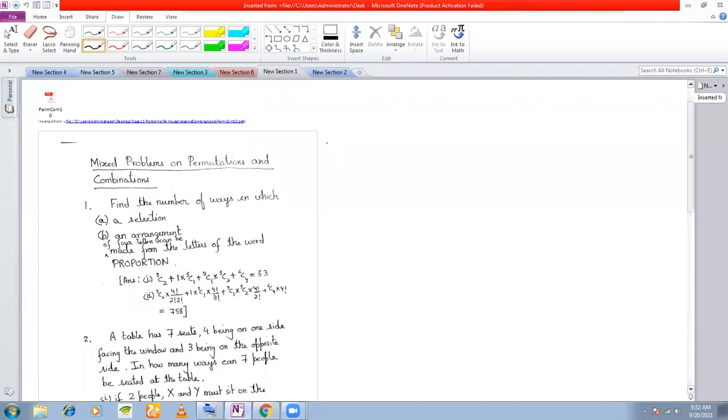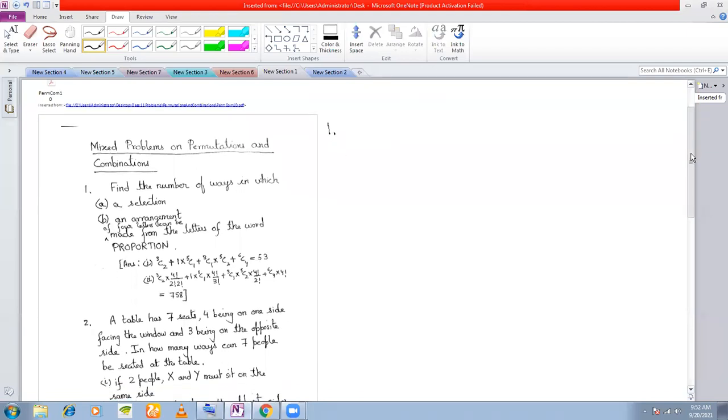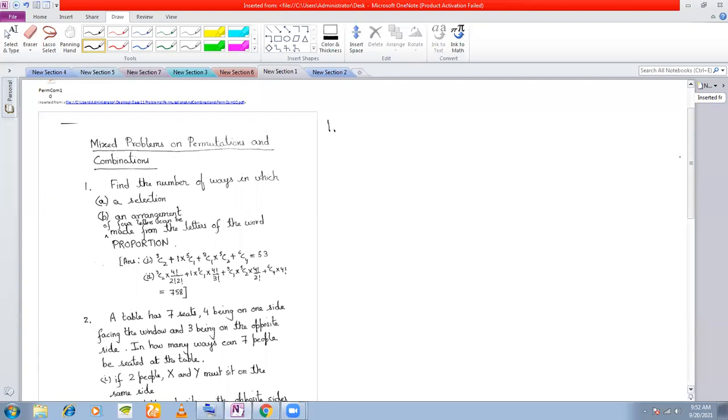The first question here is, you have to be very careful with these mixed problems. The question is, find the number of ways in which a selection. The first part of the question is you have to make a selection, and the second part of this is an arrangement. That means the first part of the question is based on combinations. The second part is based on permutations.